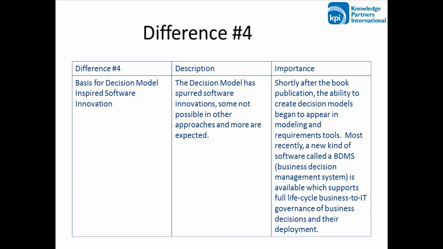So the description here for this difference is that new software innovations are now possible. Just think about what we just said about copying and pasting and versioning. In much the same way that the relational model led to sophisticated relational products that could not have existed before. So the importance here says decision modeling capability is appearing in modeling and requirements tools, but more importantly in a new generation of software which is called a BDMS, or Business Decision Management System. The first one on the marketplace today, and we have worked with them, is Sapiens' product called Decision.